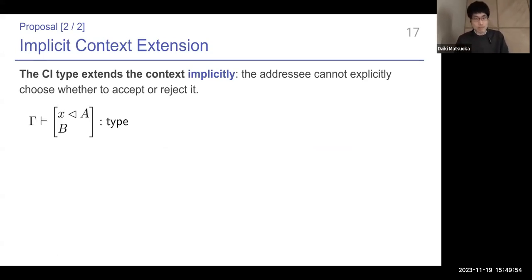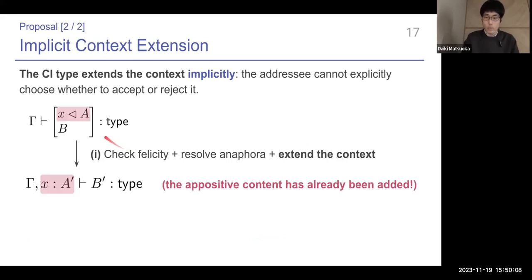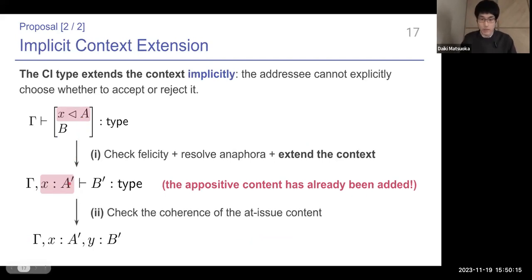So let's see a very simple example. We'd like to check this CI type, and we execute type checking, in which we not only check felicity and resolve anaphora, but also extend the context. Then after that, we update the context with the appositive content. And then we check the coherence of the at-issue content B prime. Then it is added to the context. So this red and blue shows the difference between the appositive content and at-issue content. All right, this is our proposal.